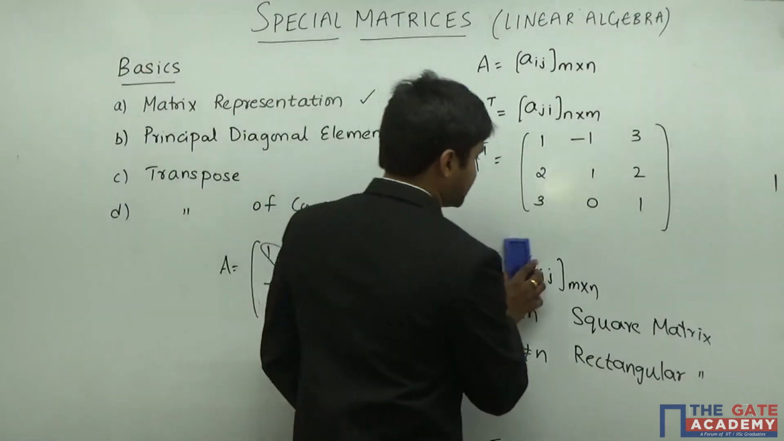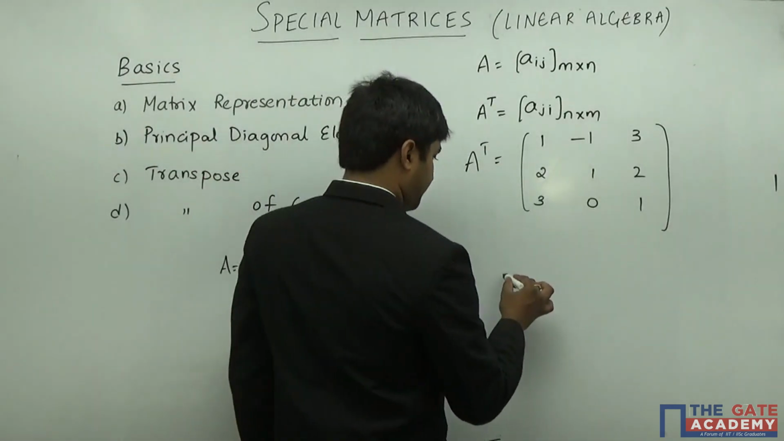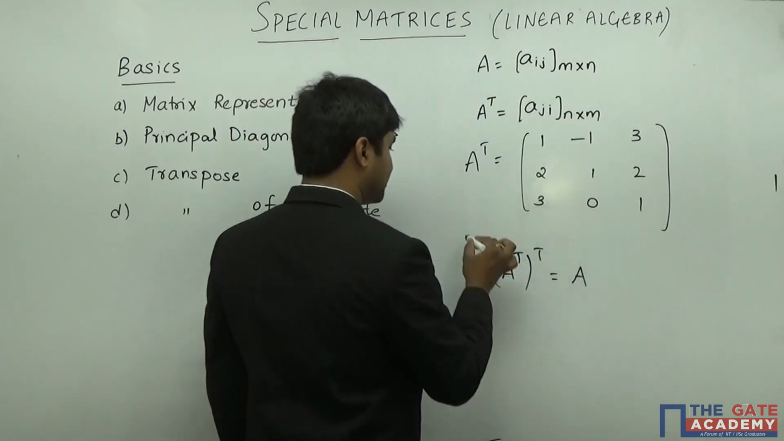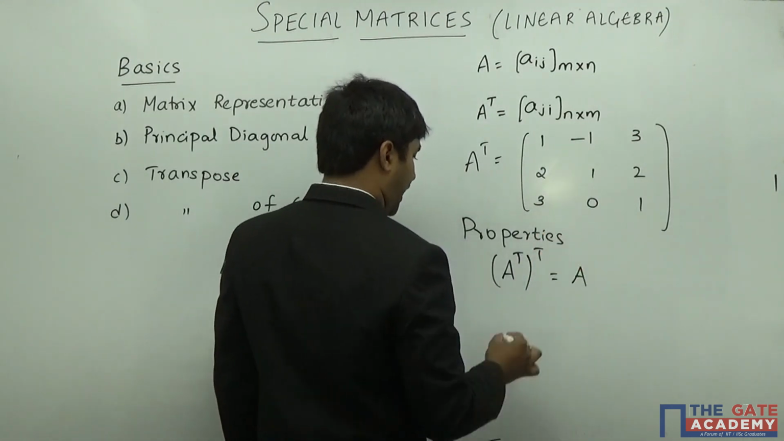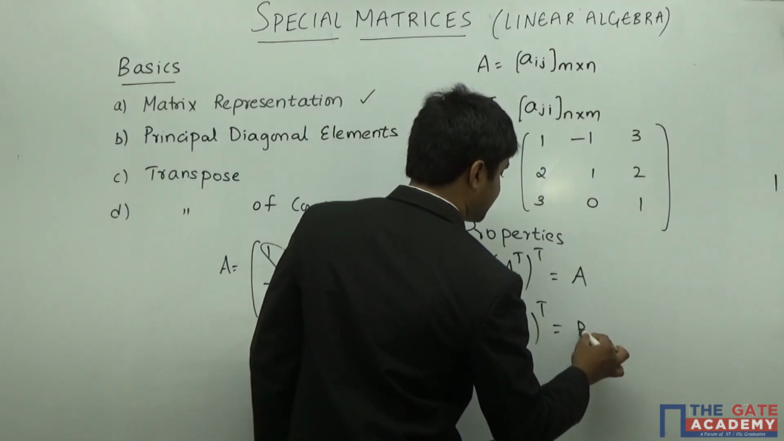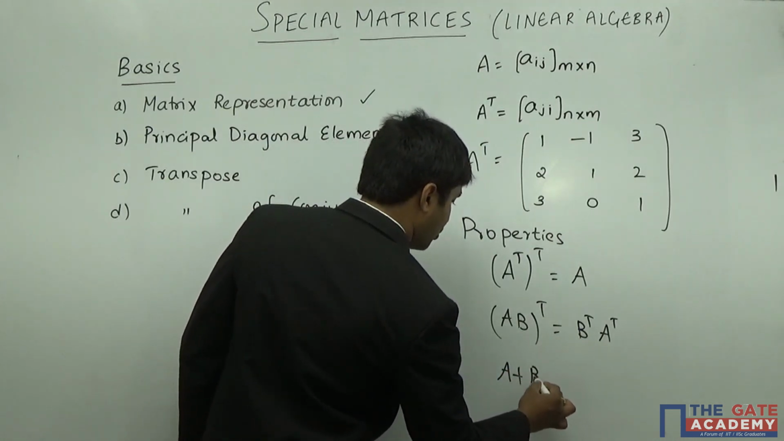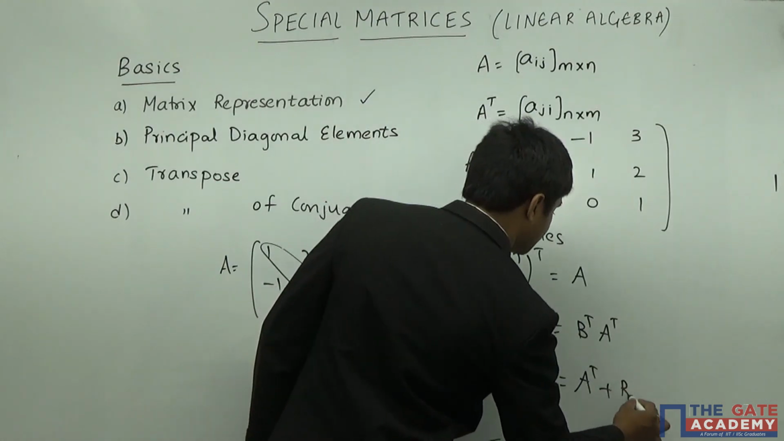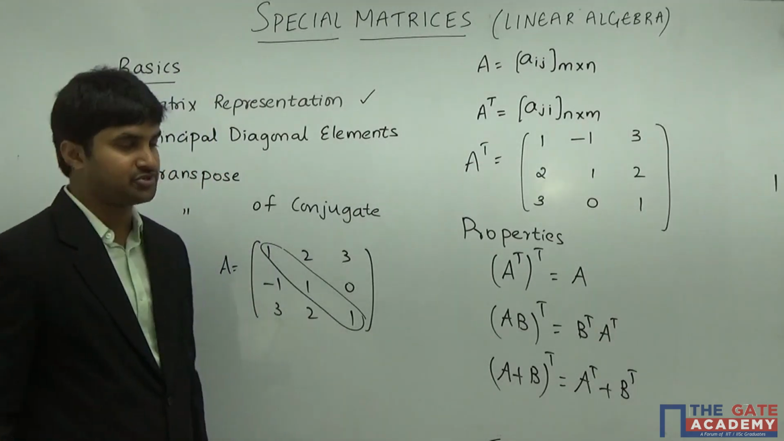Now what are the properties of the transpose that we generally learn? A transpose whole transpose is equal to A. And AB whole transpose is equal to B transpose into A transpose. And A plus B whole transpose is equal to A transpose plus B transpose. These are three very important properties of the transpose.